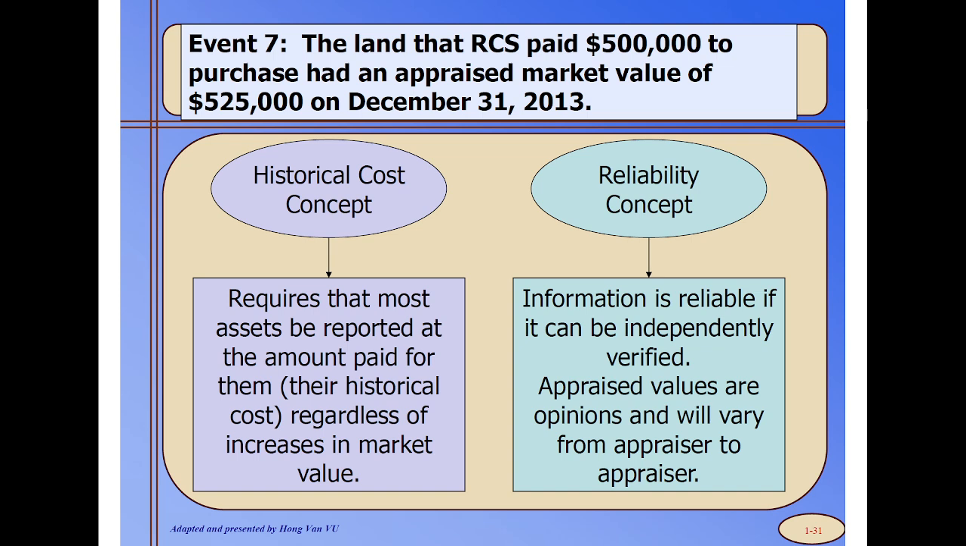Because we apply two concepts in accounting. The first one is the historical cost concept, with a land appraisal. The land that the company paid 500,000 to purchase has an appraisal, meaning a market valuation of 525,000 by the end of the year. We have to analyze that this is not an accounting transaction, because the historical cost concept requires that most assets be reported at the amount paid for them.